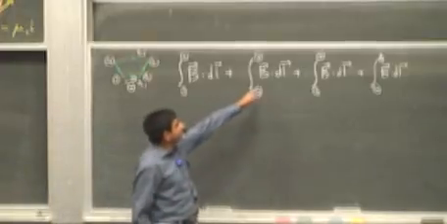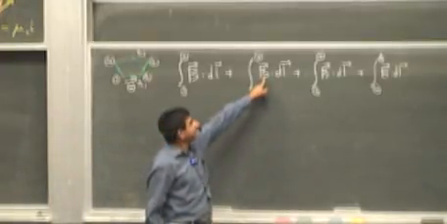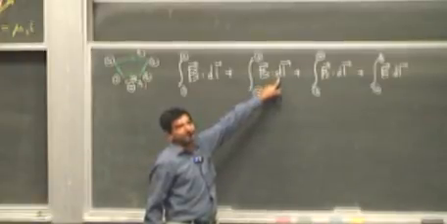What is this integral asking you to compute? It's asking you to compute the magnetic field dot product with the infinitesimal length vector.